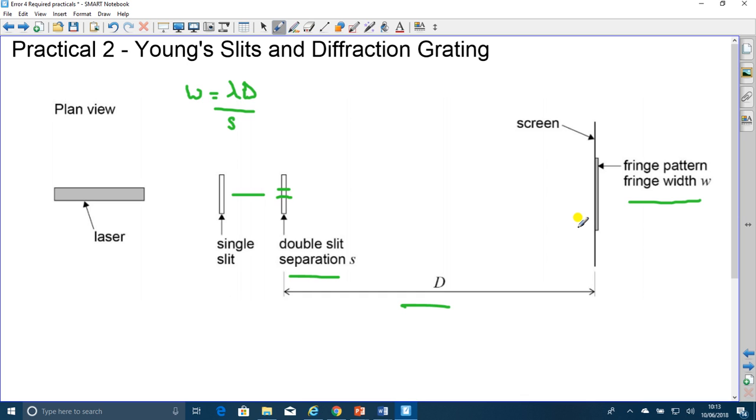So in order to make this experiment work, we need to look at how we can make it more accurate. Now, it's quite important when we're doing this experiment that one of the things we could do is by increasing D, we are going to make this fringe pattern more spread out, and therefore it's going to be easier to measure.